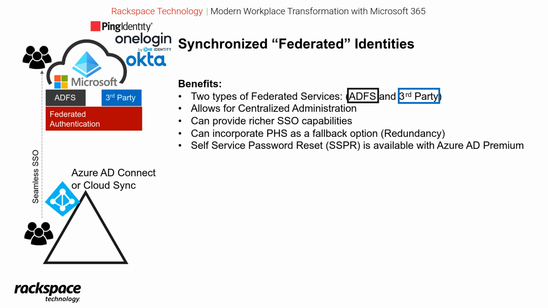Now, the nice thing about federated identities is that we can also incorporate a fallback plan if needed. If you've been in the industry long enough, you know that if problems happen with ADFS, things can go wrong. Or if the service for your third-party provider experiences any kind of outages, things can go wrong. So we can incorporate password hash synchronization as a fallback option and perhaps move back to managed identities to be able to recover and get back to speed until the service is back up and available.